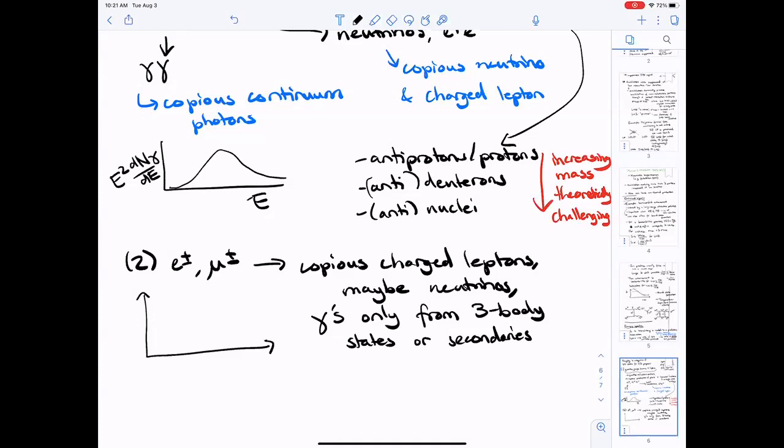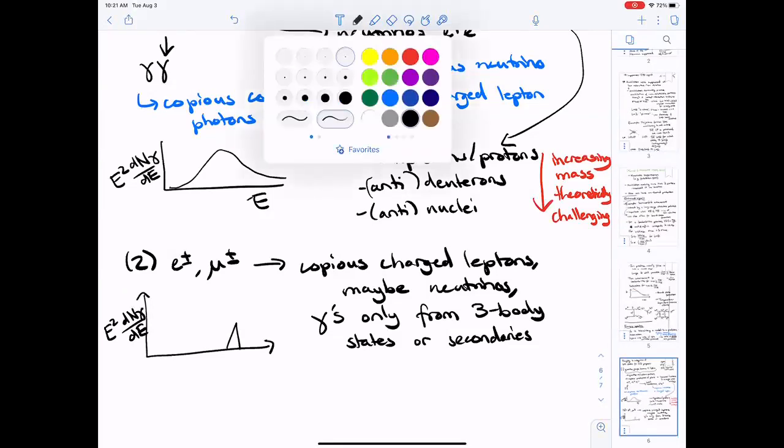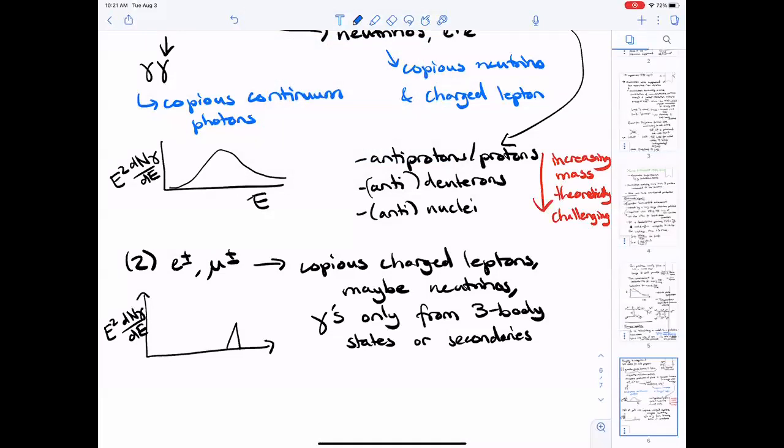So in this case, if we want to look at the photon spectrum from production of these mechanisms, now we have a small peak at high energies from three-body states. When you have a three-body state, so a photon emitted off the electron, then you get an enhancement where the photon is collinear with the electron. And what this tends to lead to is a relatively sharp peak at energies near the maximum.